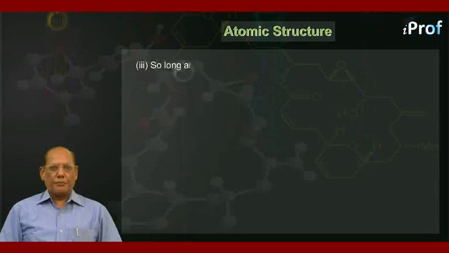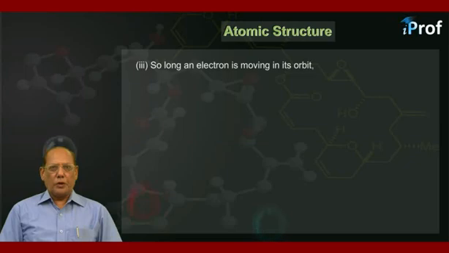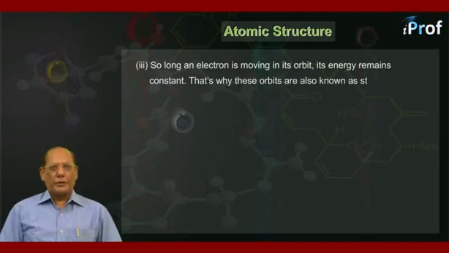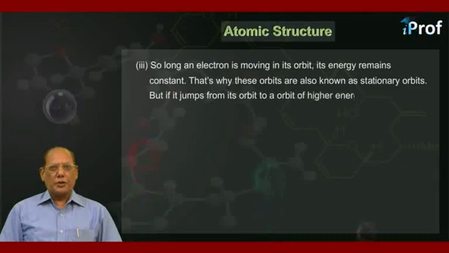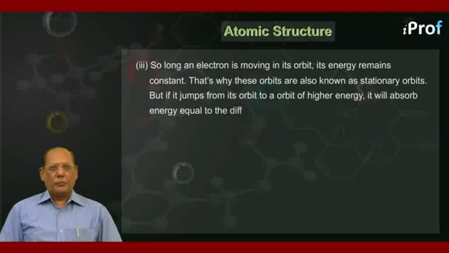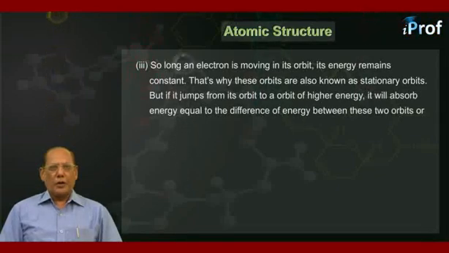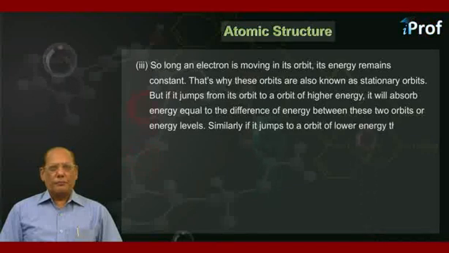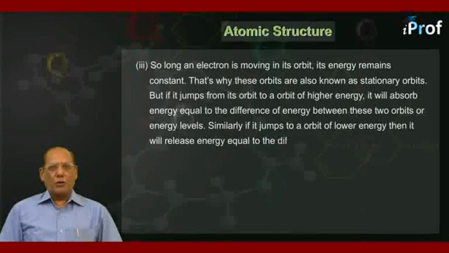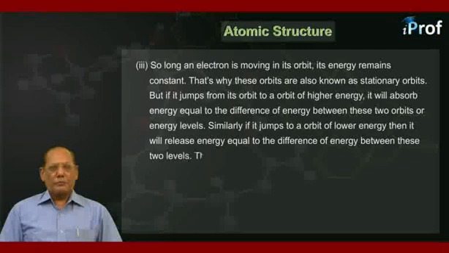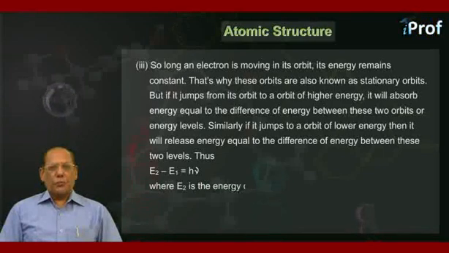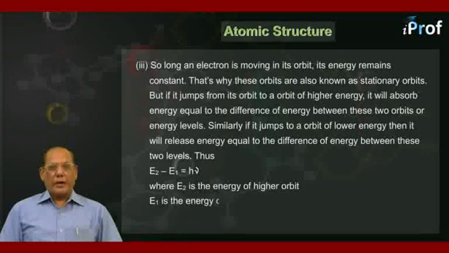The third postulate is, so long an electron is moving in its orbit, its energy remains constant. That's why these orbits are also known as stationary orbits. But if it jumps from its orbit to an orbit of higher energy, it will absorb energy equal to the difference of energy between these two orbits or energy levels. Similarly, if it jumps to an orbit of lower energy, then it will release energy equal to the difference of energy between these two levels. Thus, E2 minus E1 is equal to h nu, where E2 is energy of higher orbit and E1 is energy of lower orbit.